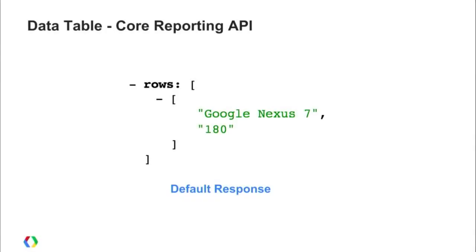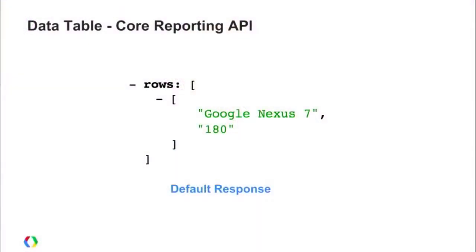cool. The next thing is the data table response format that we've added to the core reporting API. If you use the core reporting API and you've made any requests, you'll know that the data comes back and there's two main components to that data. There's the column headers and then there's the rows object. And the rows contains all of the data ordered by dimensions and followed by metrics. So in this example, we have some data for the query, where Google Nexus 7 is the mobile device info, I think, is the dimension in this case, and then the metric of 180. So this is the default standard response you would always see with the core reporting API.